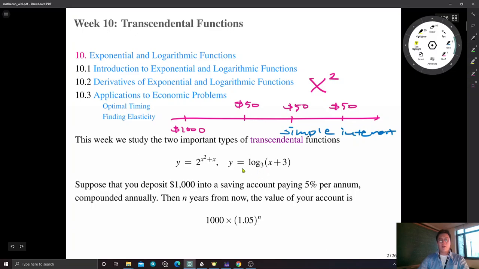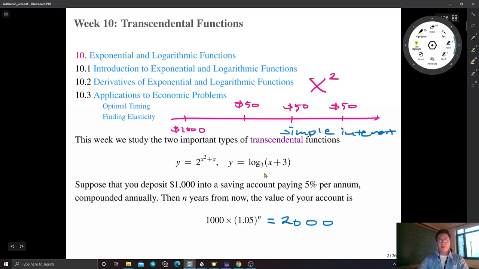Okay. And then logarithmic function. Suppose that you wonder how long you have to wait for your account to become double. So how many years you have to wait for your account to be 2,000? Right? To figure it out, we have to set the equation. So we have to set this value to be equal to 2,000, and we need to solve this equation for n. Okay, and logarithm helps us to find the solution. So it helps us to solve this equation for n.